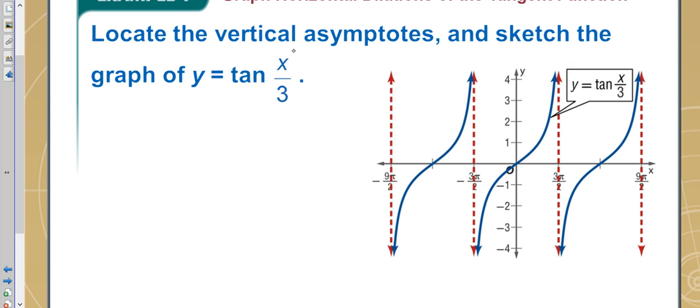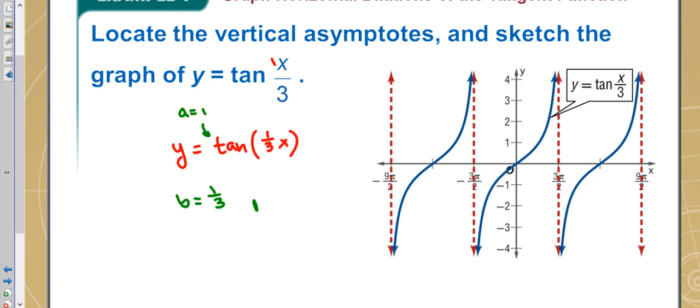It says locate the asymptotes and sketch the graph of y equals tangent x over 3. Now we could rewrite this as y equals tangent of 1/3 x, which means my b is 1/3. My amplitude is 1. That would be here, so that would be the amplitude. There's no vertical stretch, if you will.